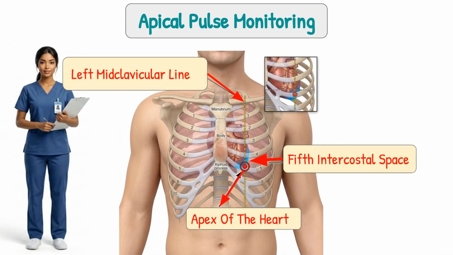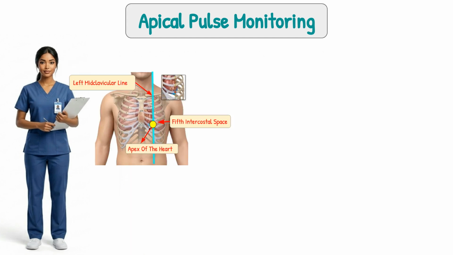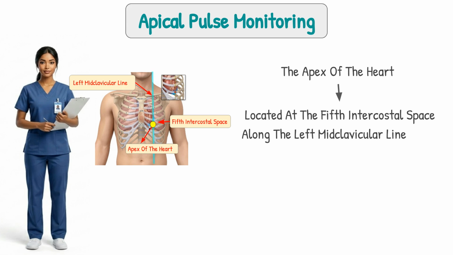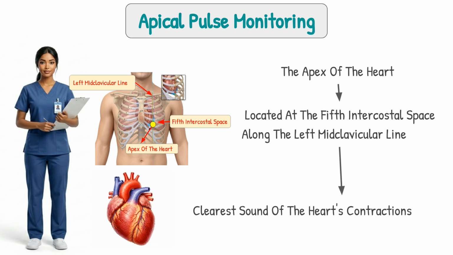This is the fifth intercostal space. This is the left midclavicular line. This is the apex of the heart. The apex of the heart is located at the fifth intercostal space along the left midclavicular line. This location provides the clearest sound of the heart's contractions. Unlike a radial pulse, which is felt at the wrist, the apical pulse is auscultated using a stethoscope.